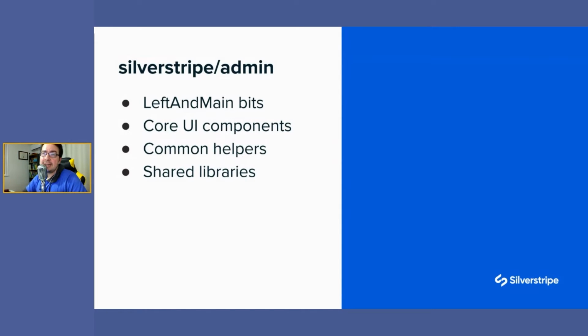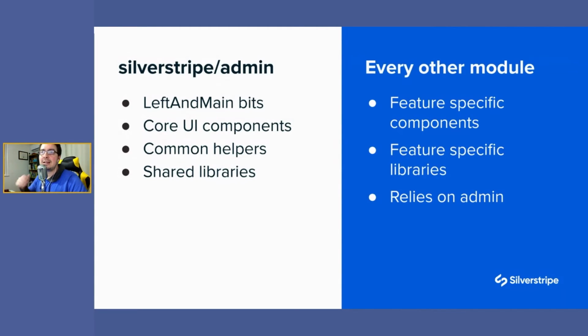So one major complexity of our UI is making sure that all the modules can talk to each other. So Silverstripe admin is the central point that unifies everything. All the shared dependencies and all the shared components live inside admin. The other modules will have some components and some third-party dependencies that are very specific to their own use case. But in most situations, they will depend on admin for accessing common components or common UI structures.